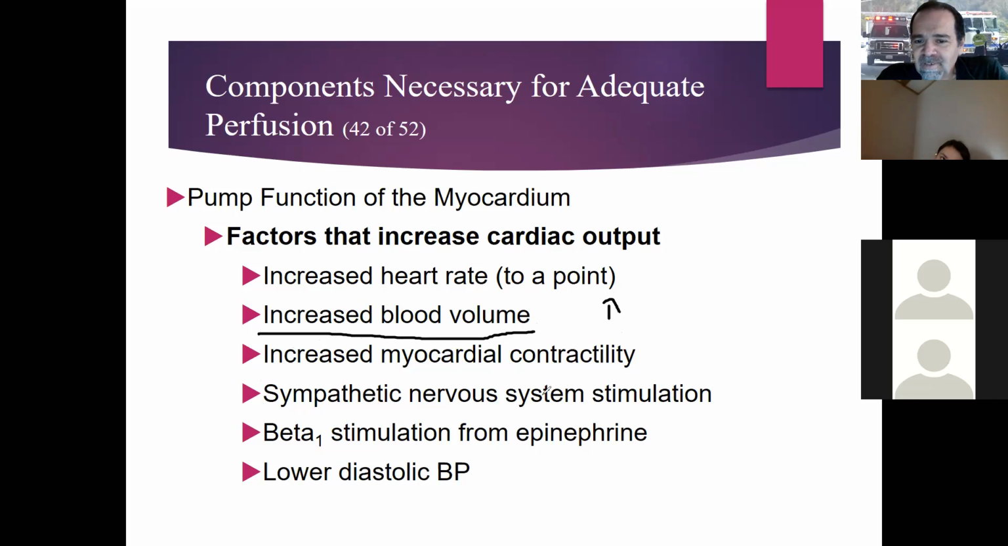The sympathetic nervous system stimulation. If you stimulate the sympathetic nervous system, it's going to release chemicals that work on certain receptors, which is going to increase heart rate, which is going to increase cardiac output. Beta-1 stimulation from epinephrine, which is what I just talked about. And if you lower diastolic blood pressure.